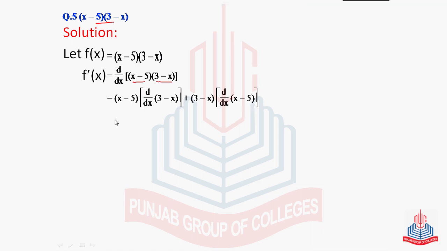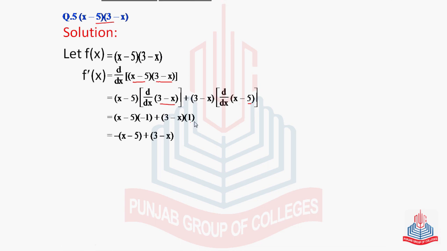So x minus 5 will be as it is. Applying derivative on 3 minus x, derivative of 3 will be 0 and derivative of x will be 1. This minus will be as it is. So we have minus 1 as the derivative of this 3 minus x, plus 3 minus x as it is, and derivative will apply on x minus 5. 5 is the constant term, derivative will become 0. We have derivative of x, which is 1.